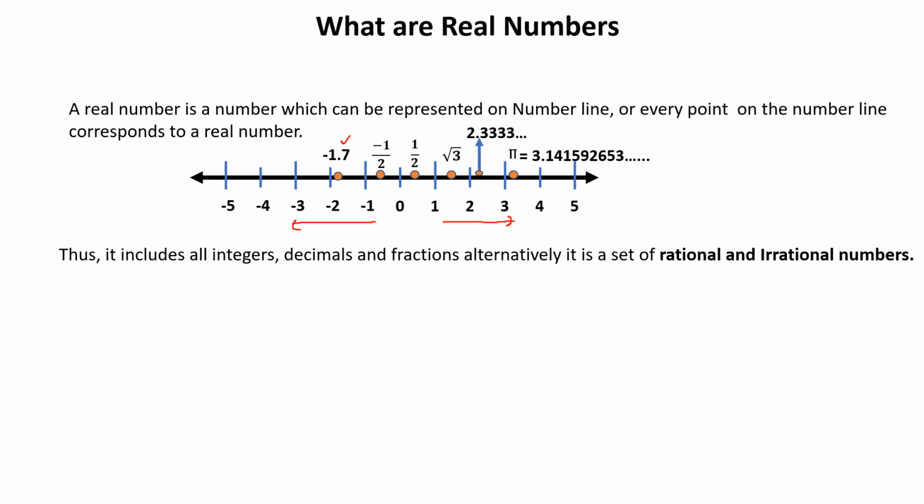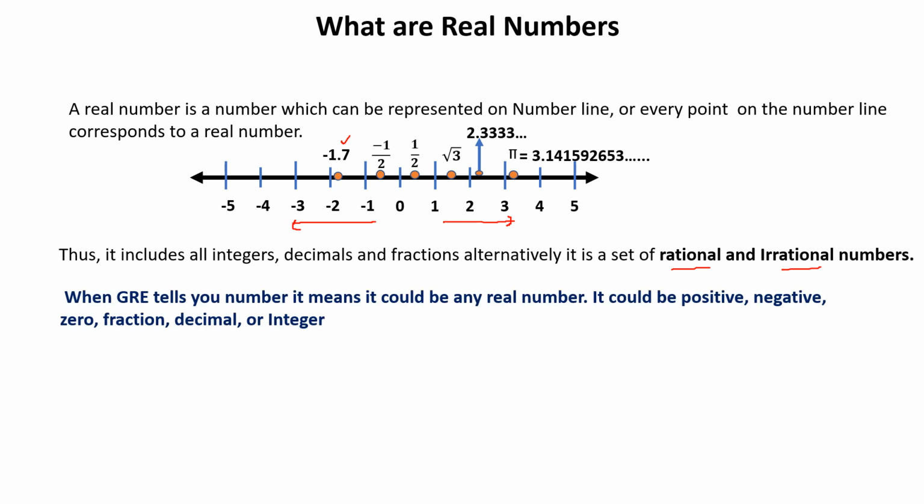All right, now the complete set of all these numbers, we call as rational numbers and irrational numbers. We will study these two kinds of numbers in more detail in later lessons.